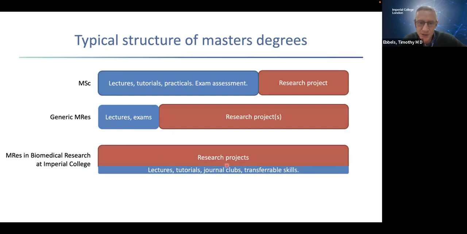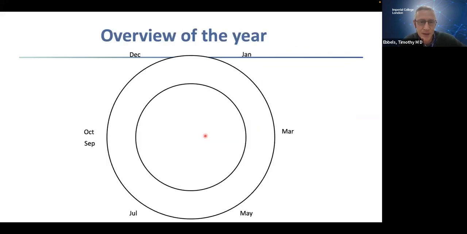Our MRes is structured like this. So you spend your entire year doing research projects, and you do have some lectures, tutorials, journal clubs, etc., that occur throughout the year. So it's structured slightly differently to some of the other programs you might have seen. So this is what you would be doing if you came on the degree. You'd start in October with a short induction period. That's where you choose your projects that you're going to be doing.